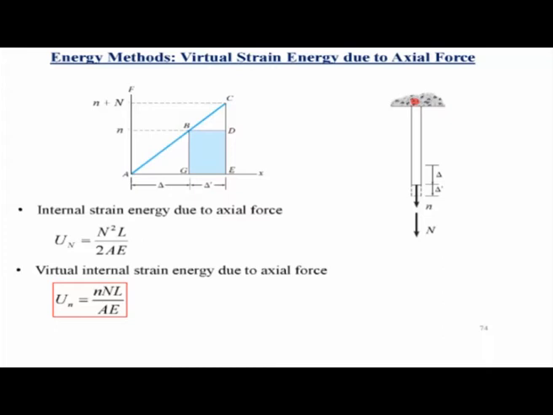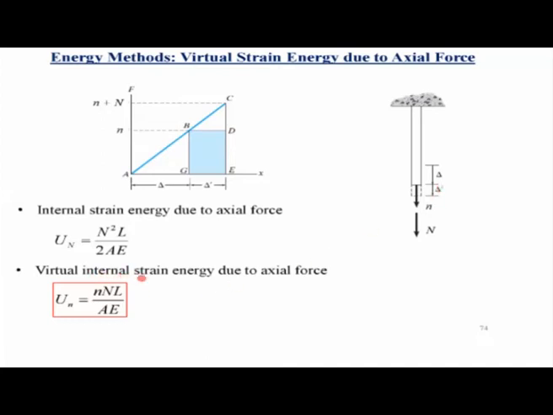Now, when we talked about the axial deformations of a rod, you remember that the internal strain energy due to a gradually applied axial load N is given by N square L over AE. However, the virtual strain energy due to the axial load is given by capital N into L over AE. So what happened in this case? We first applied this virtual load small n, due to which it undergoes deformation delta, and then we applied an additional real load capital N, due to which it undergoes its deformation delta dash.